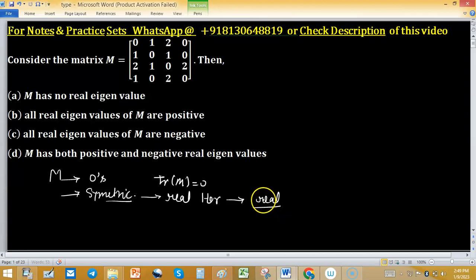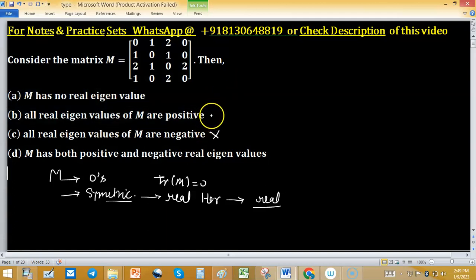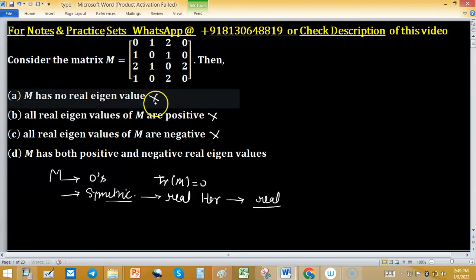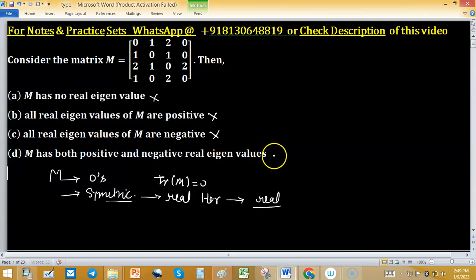So if all eigenvalues are negative, their sum can never be 0. That's why option C is discarded. If all eigenvalues are positive, again the trace can never be 0, so option B is discarded. M has no real eigenvalue is also wrong, because of Hermitian, all eigenvalues are real. The first three options A, B, C have been discarded. That's why option D is correct: some eigenvalues are positive and some negative, and that's why their sum will be 0.